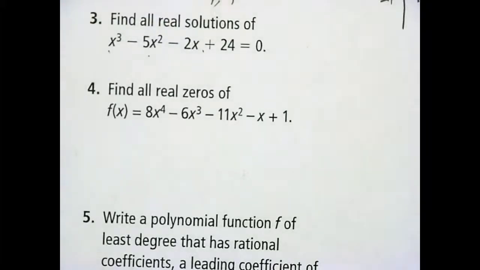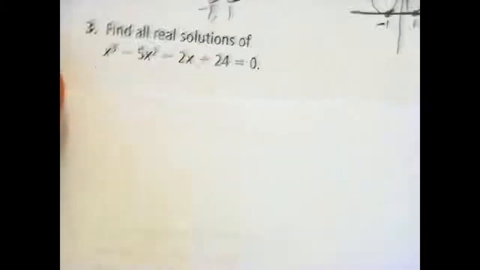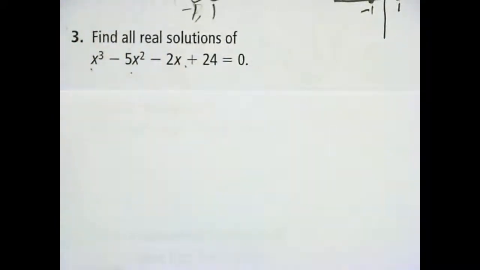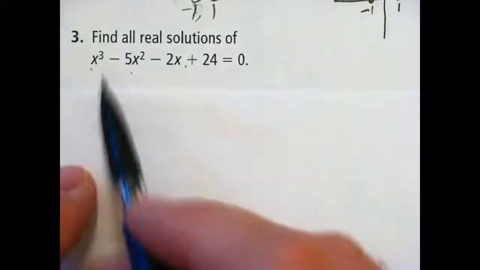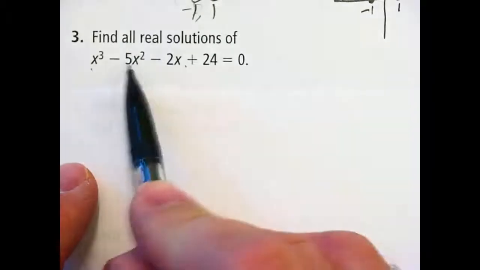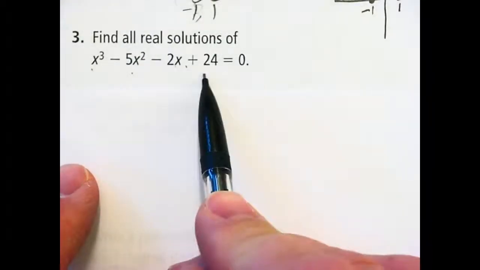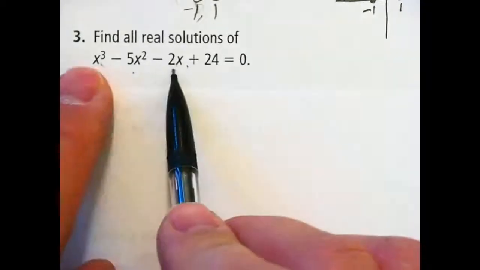Look for... nope. Before we look for factor by grouping, what should we do? Yeah, greatest common factor. Is there a greatest common factor? Nope. Now we go to factor by grouping. So if I group these, if I take out an x squared here, I get x minus 5. Am I going to get an x minus 5 here? Nope.